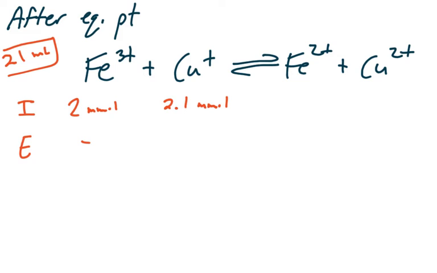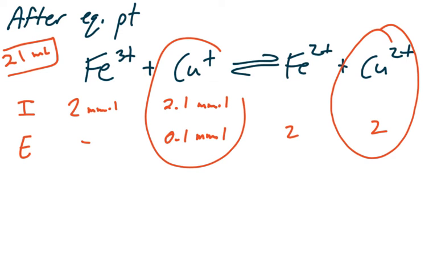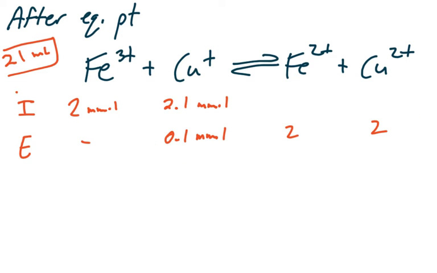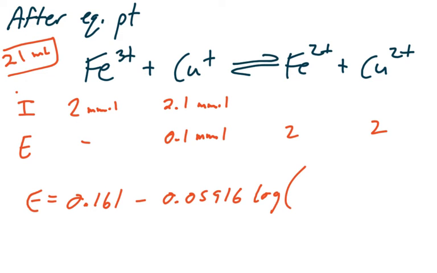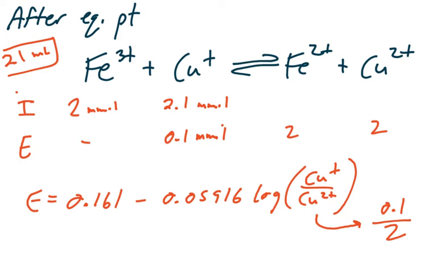At equilibrium, the iron is used up. There is 0.1 millimoles of copper left. And then we have 2 and 2 here. And so we have values for copper. So we will use the copper equation, 0.161 minus 0.05916 times the log of copper plus over copper 2 plus, and we have those as 0.1 over 2.